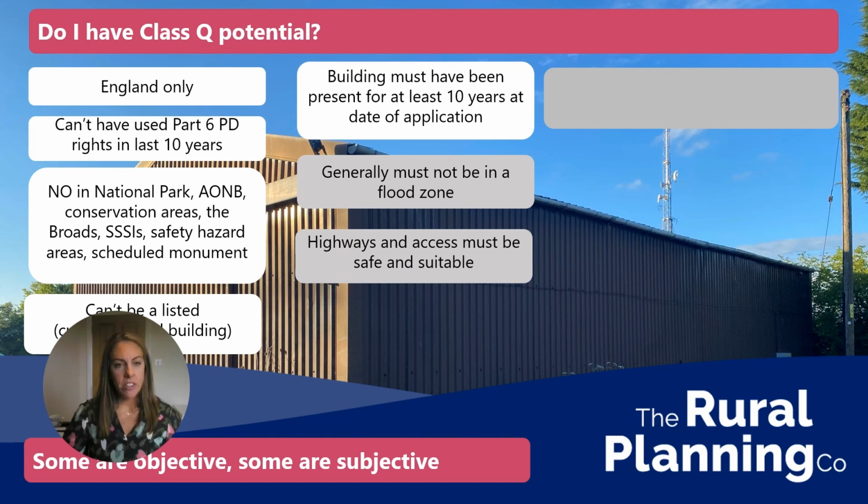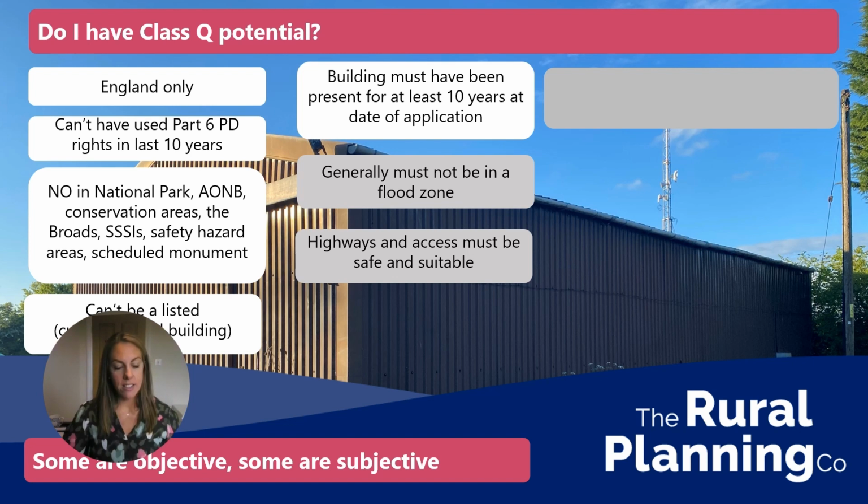Quite a big one, which is that we have to be able to show that highways and access is safe and suitable. Now, for the vast majority, it's not an issue. If it is likely to be an issue, if you are objectively coming out of the access for your Class Q barn and you can't see left or right, and you know that it's a problem, then we should address it before you go in with a Class Q application.